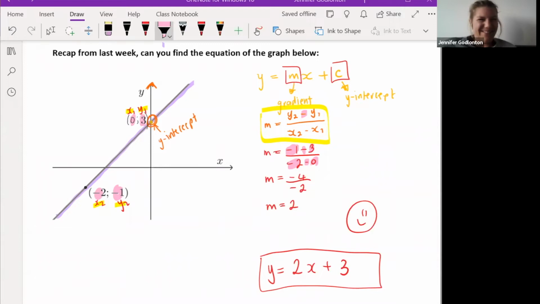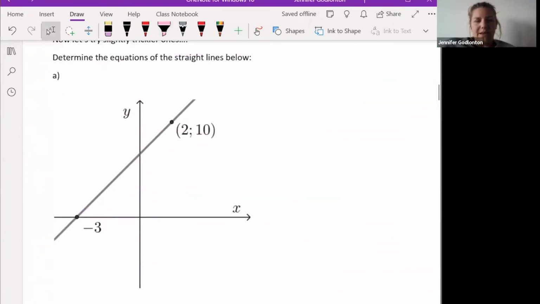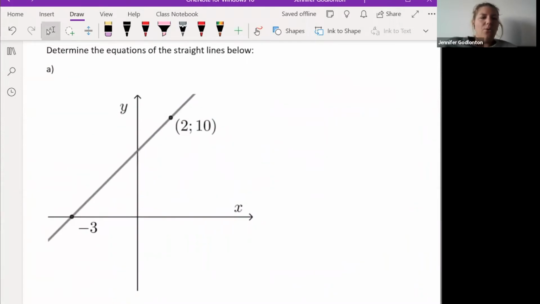No problem. Okay, so we're going to look at something just slightly trickier. It's not a lot trickier, just a little bit trickier. Let's have a look at this one over here. What is different about this one compared to the last one? Who can see what's different about this one? What makes this line a little bit harder? Unati, can you tell me what makes this a little bit tougher? Ma'am, the y-intercept isn't exactly on the other line.